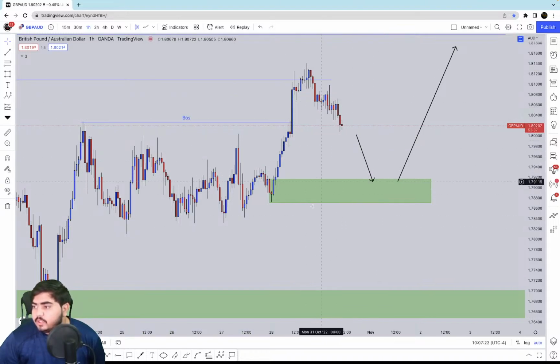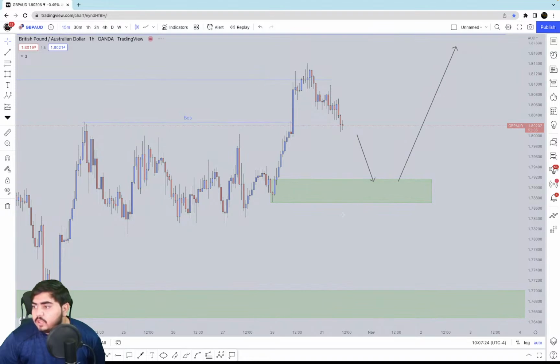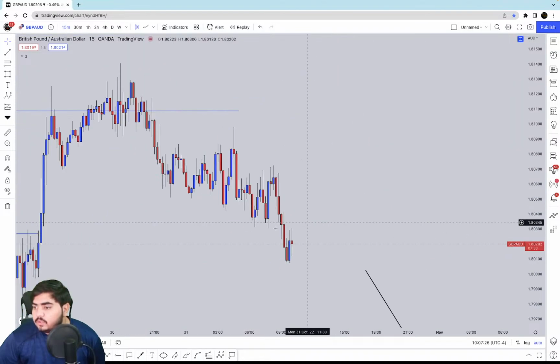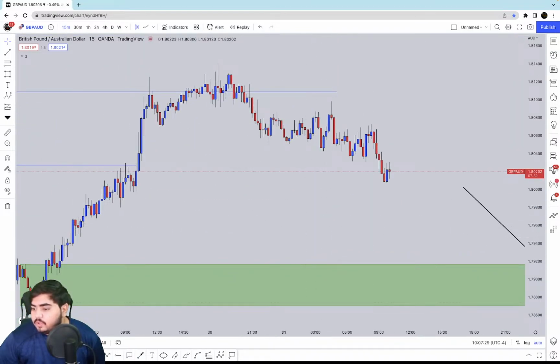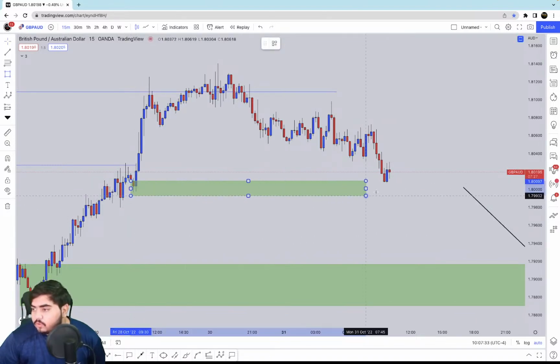Now we are consolidating. 15-minute chart. Let's have a look at the 15-minute chart. See what's going on here on the 15-minute. Okay, there we go. We have this order block right here.